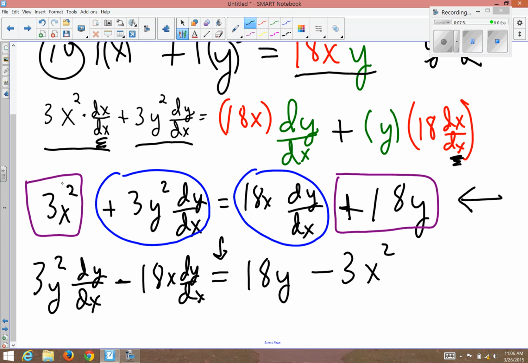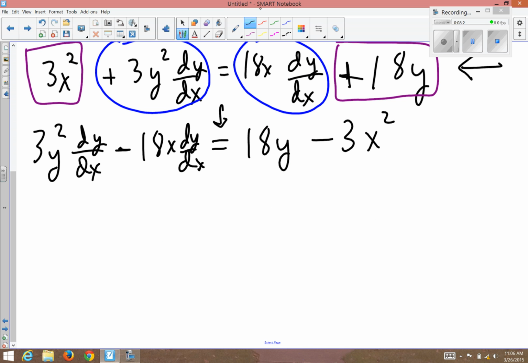The 3x squared had to become a minus 3x squared. Positive 18y is still positive 18y. The positive 18x dy dx is becoming a negative 18x dy dx. This 3y squared dy dx, positive, still positive here. So now, all of these are terms that have dy dx, so factor out dy dx. Factor it out.